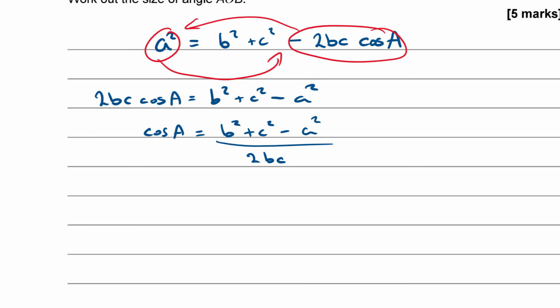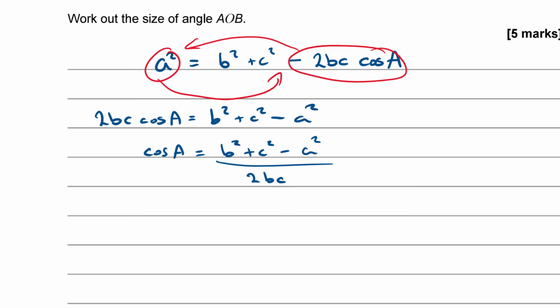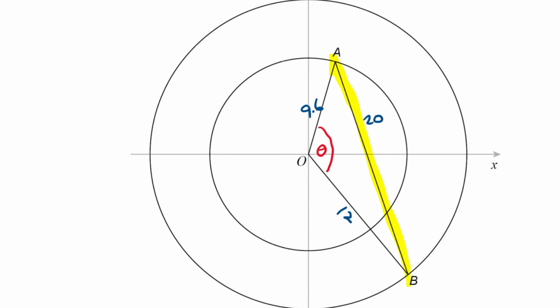Now, when you're using the cosine rule and you're labeling up sides, you label opposite sides using the same letter as their angle. So from my diagram here, I said theta earlier, if I make it A, then this must be side A here. It doesn't really matter about the other two. So that could be B and that could be C. But A has to be the 20. The other two, it doesn't really matter.